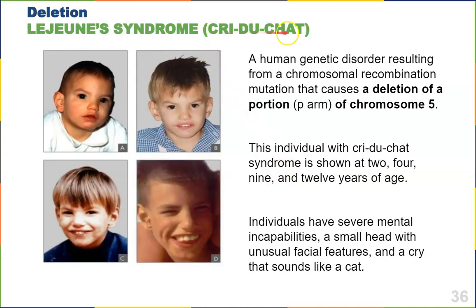We get cri du chat, which is cat's cry in French. You can see the facial pictures here. Individuals usually have severe mental incapabilities, a small head, unusual facial features, and a cry that sounds like a cat, which is how it got its name. But this again comes from deletion, and it's still a euploidy disorder.